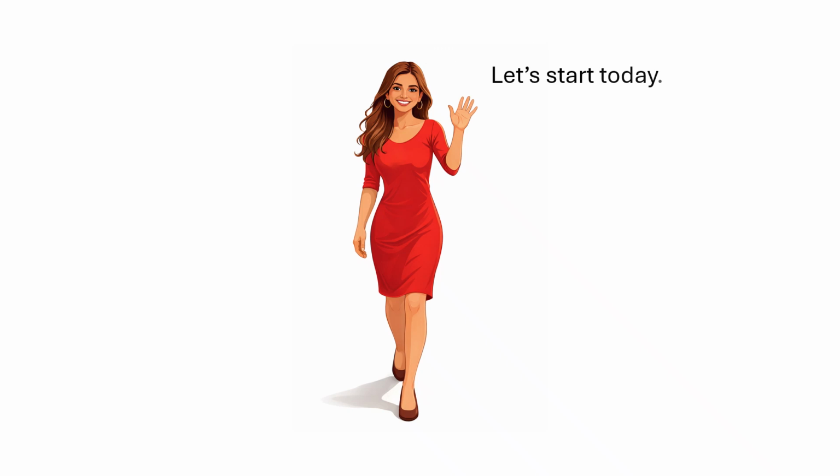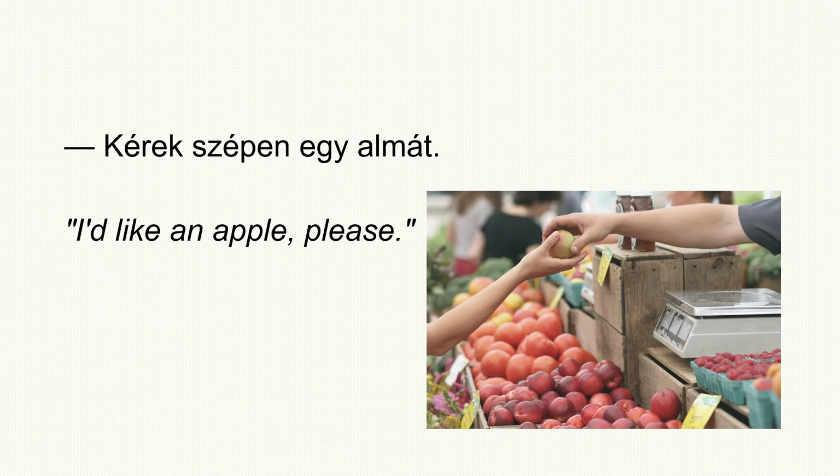Let's start today. Today we are going to learn a very important part of a sentence, the object. First, let's think about what happens in a sentence. Usually, someone does something. This action is expressed by the verb. The object tells us what or who the action is about.